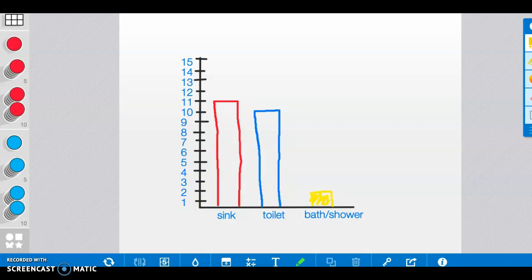We want to show our reader or whoever's looking at our graph what this graph is about, because if they just look and see sink, toilet, bath, we might not know what that means. So we need to think of a good title. Pause the video and think of a title for your graph.